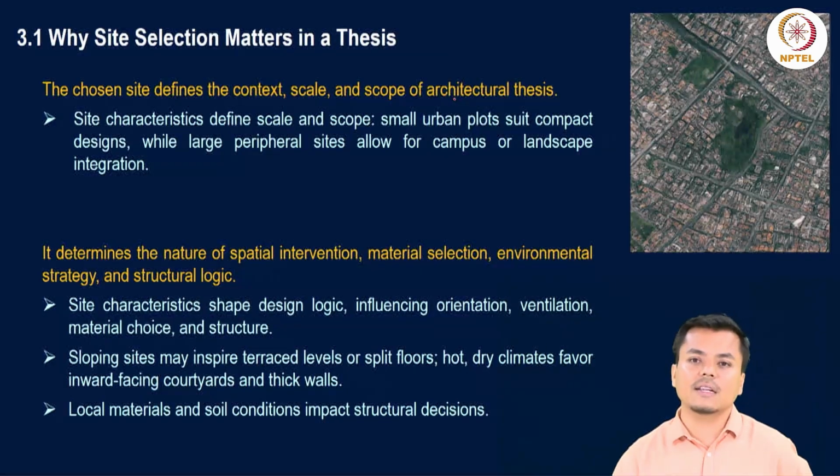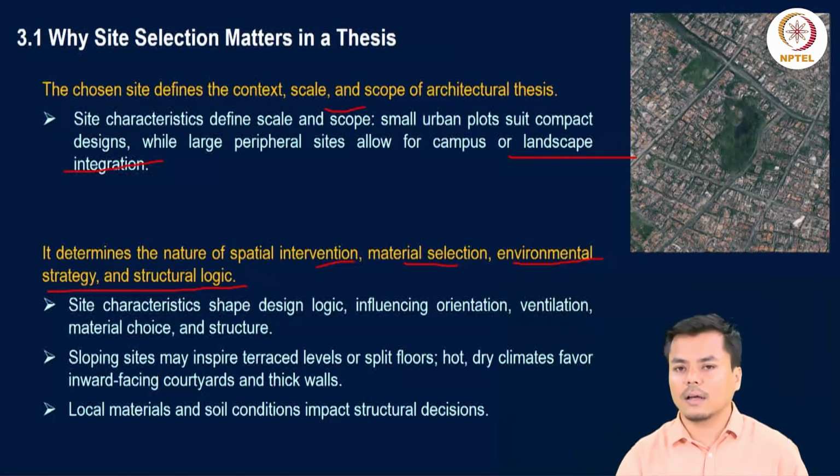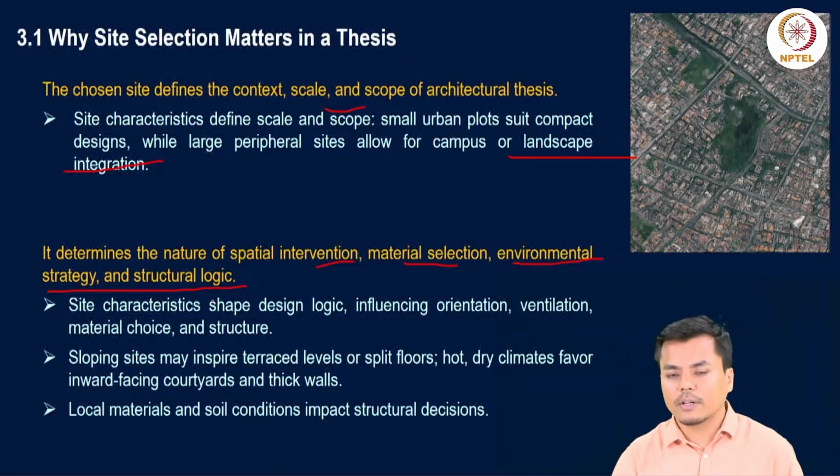Site characteristics define scale and scope. Small urban plots suit compact design, while a large peripheral site allows for campus or landscape integration. These are some of the pieces of information that you can get from the site. It determines the nature of spatial intervention, material selection, the environmental strategy as well as the structural logic that is applied to the design.